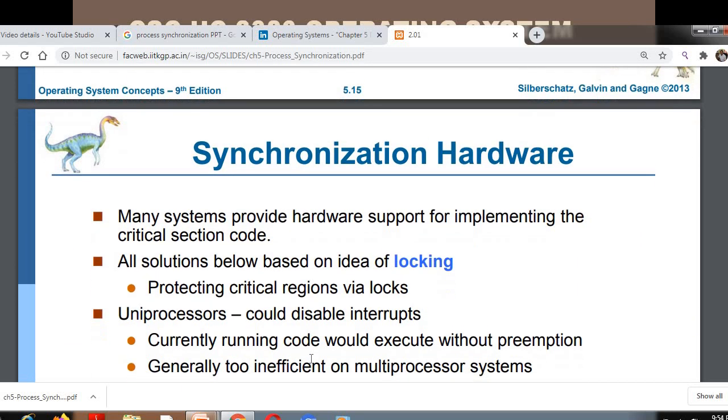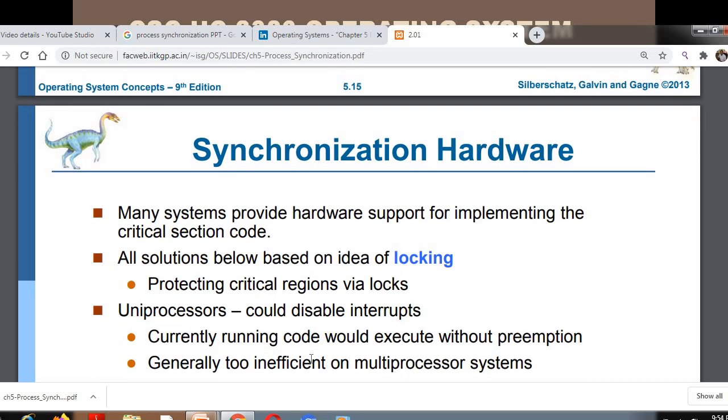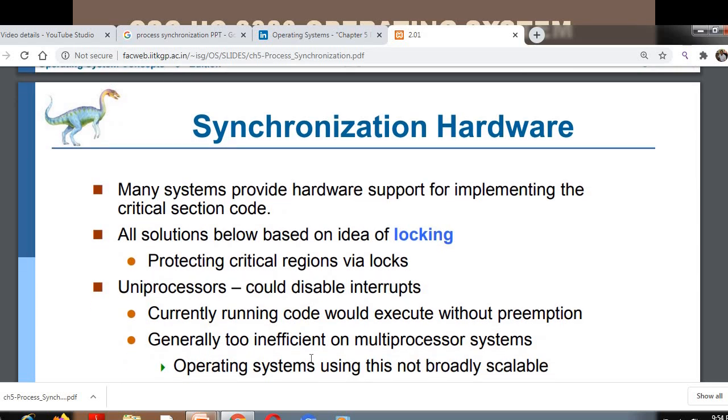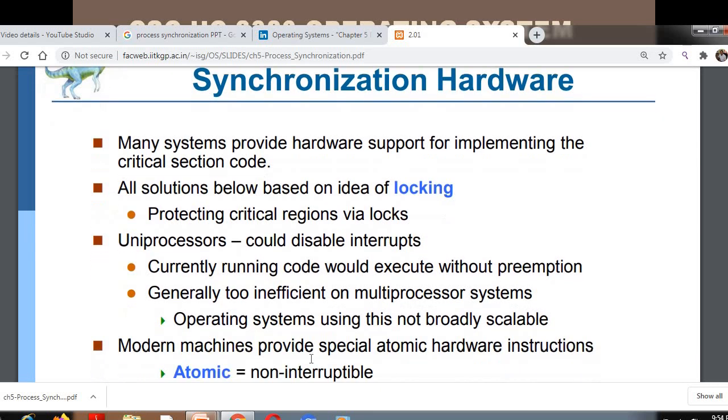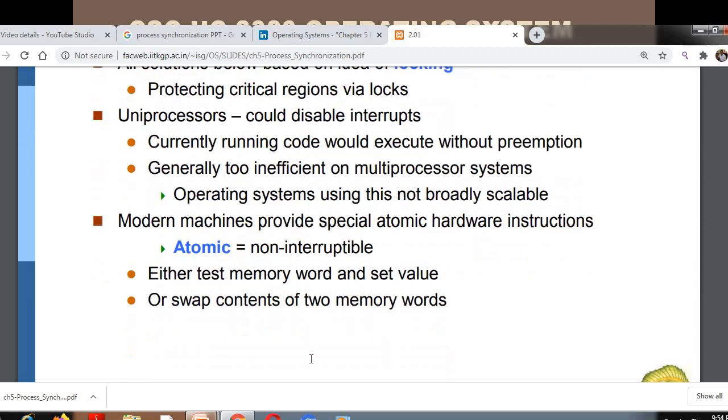Now, synchronization hardware. Many systems provide hardware support for implementing the critical section code. All solutions below are based on the idea of locking, protecting critical regions via locks. Uniprocessors could disable interrupts, so the currently running code would be executed without preemption. This is generally too inefficient on multiprocessor systems. Operating systems using this are not broadly scalable. So there are lots of problems here.